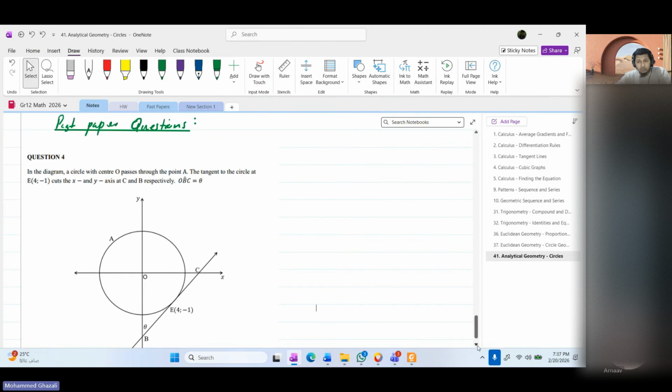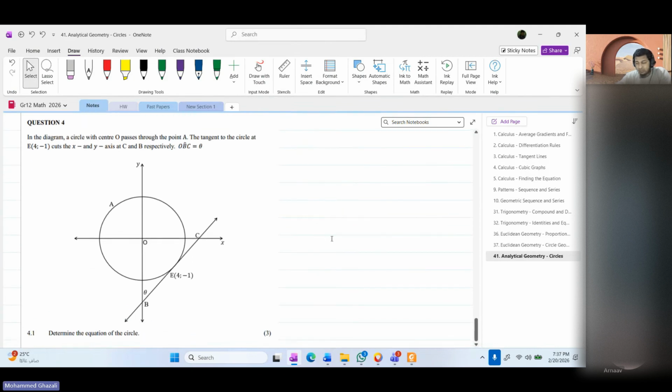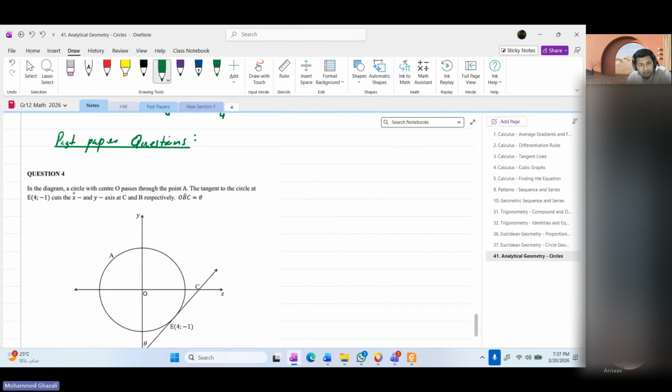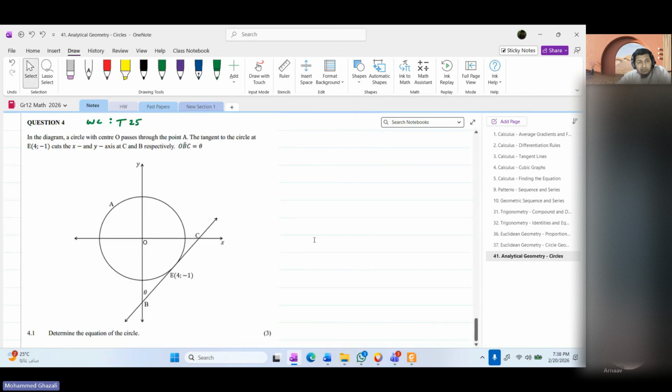Let's have a look at this question here. In the diagram, this is Western Cape trial 2025, last year's paper. In the diagram, a circle with center O passes through the point A. So see how nice this is, because they're telling us circle center O. If circle is centered at O, then it's just x squared plus y squared is equal to r squared. All we need to find is the radius, and we have the equation of the circle, right?